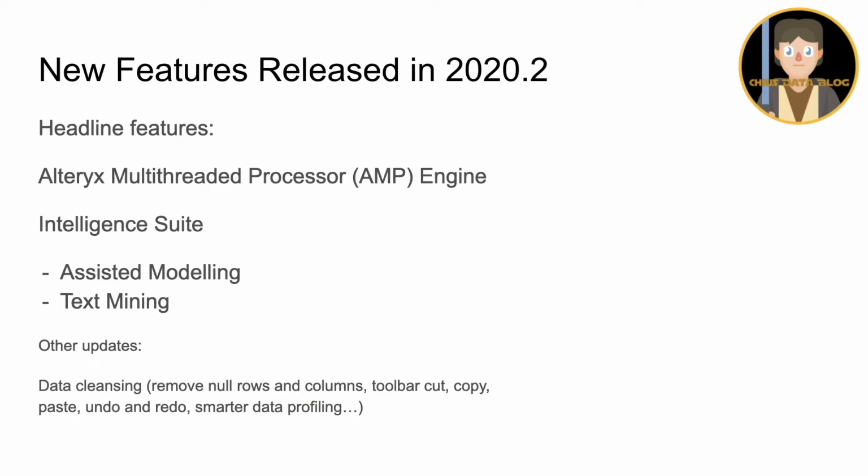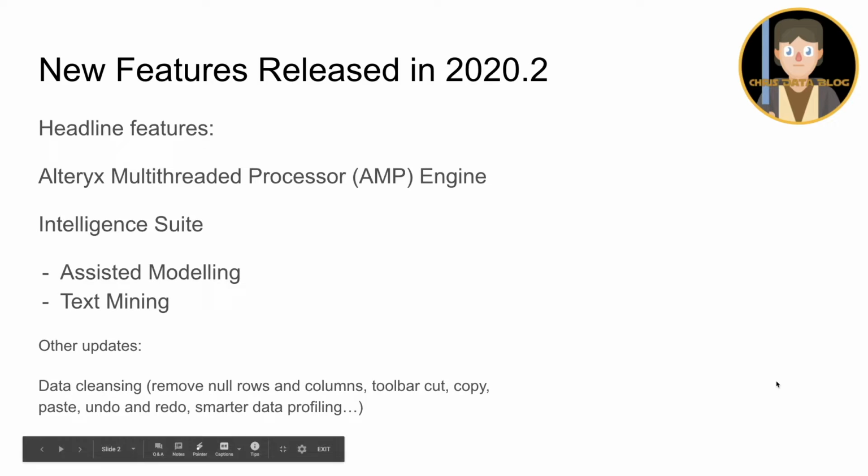So new features released in 20.2, there's two main headline features. The first one is multi-threaded processing, and this is a change to the underlying engine of Alteryx. And then the second one is the intelligence suite, which brings in assisted modeling and text mining capabilities.